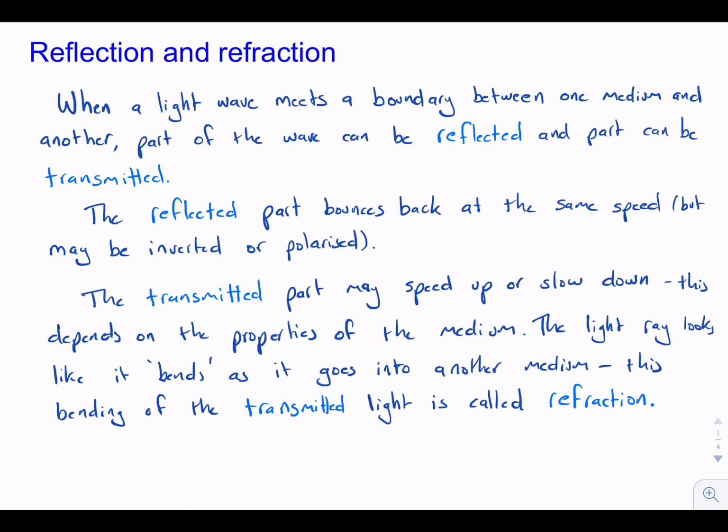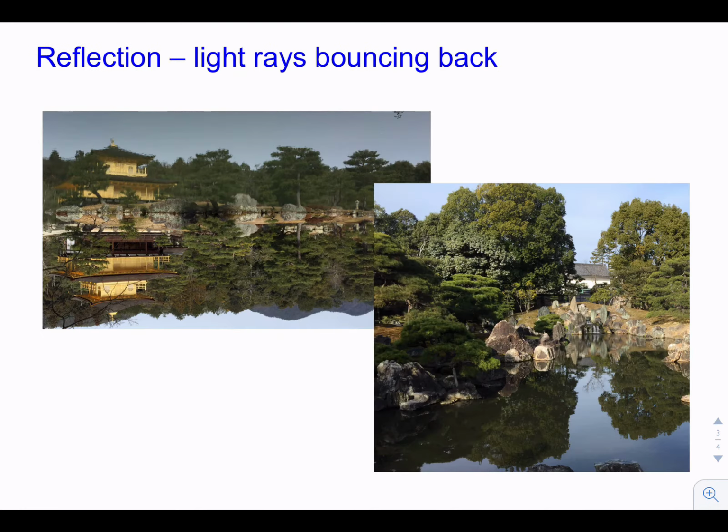This physical phenomenon explains how images are formed by lenses, how the image in the eye is formed, and cameras, etc. And we'll talk more about this in the next video. The amount of bending depends on the indices of refraction of the two media, and that's described by something called Snell's law. Reflection, on the other hand, is just the light bouncing back.